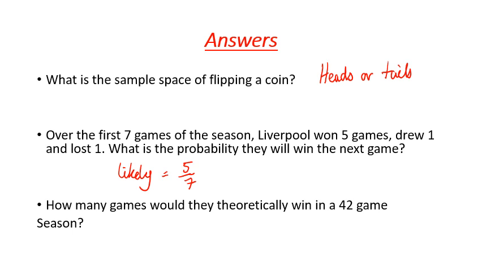The last question says, how many games would they theoretically win in a 42-game season? So out of the first 7, they've won 5, and we want to determine how many they're going to win out of 42. Well, I've had to times 6 to get to 42, so I've got to times by 6 on the top of my fraction. That's going to give me 30. Therefore, theoretically, they would win 30 games.